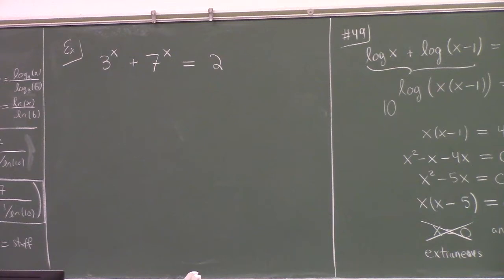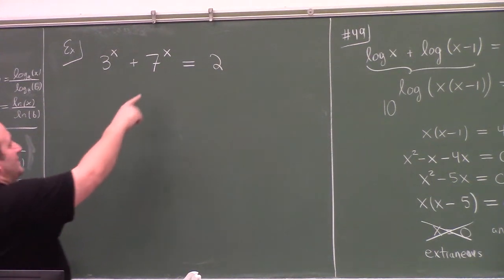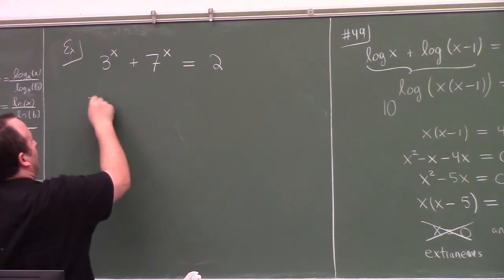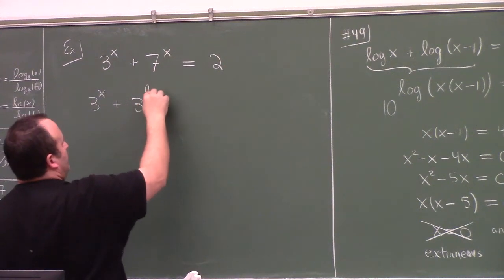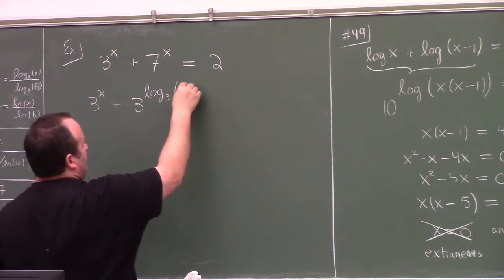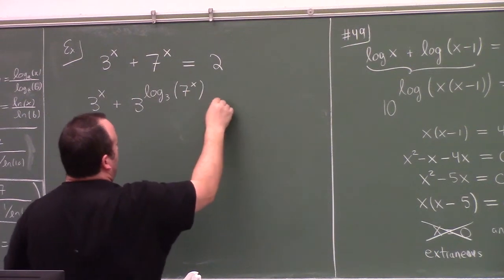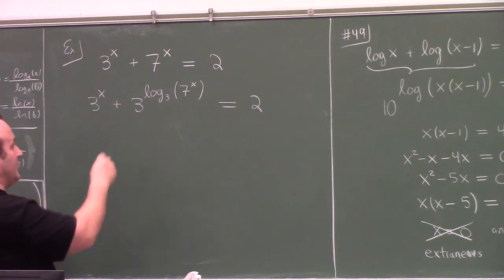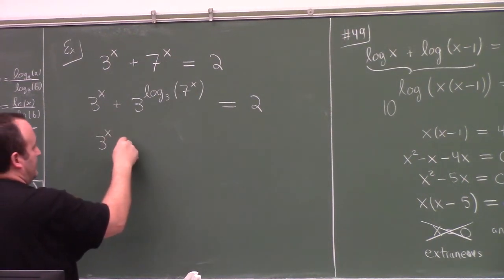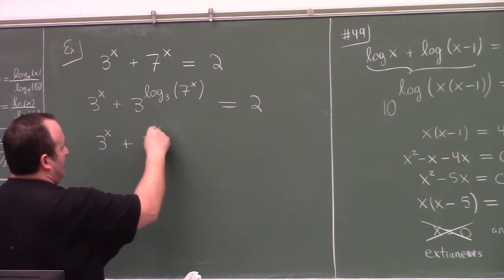So in order to solve this, my strategy would be to try to convert them all to objects of the same type. If they're all 3 to the x, I have a hope of making a substitution and doing it. Maybe. So how can I convert 7 to the x to 3 to the x? I can do 3 to the log base 3 of 7 to the x. That's an identity that I can use to convert 7 to the x to 3 to something, not x anymore. But what I have is 3 to the x plus 3 to the x times log base 3 of 7.